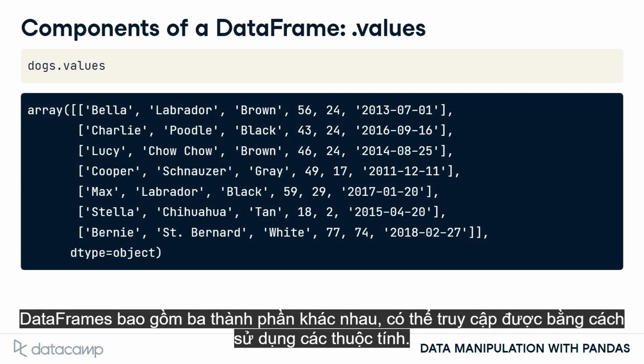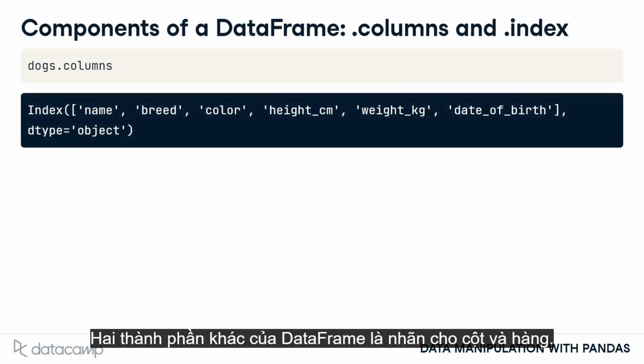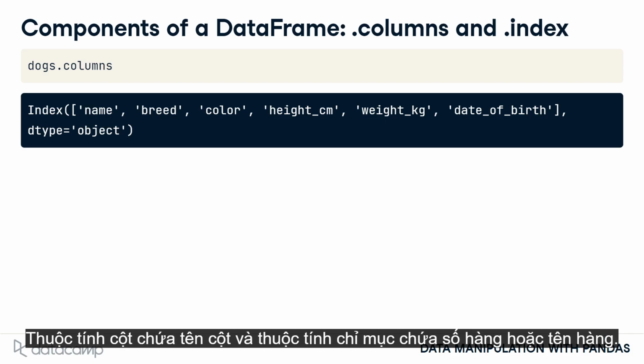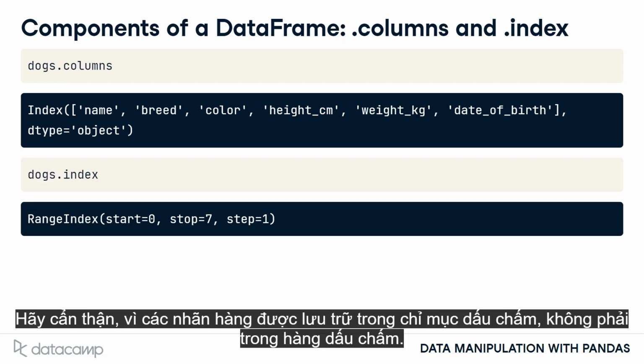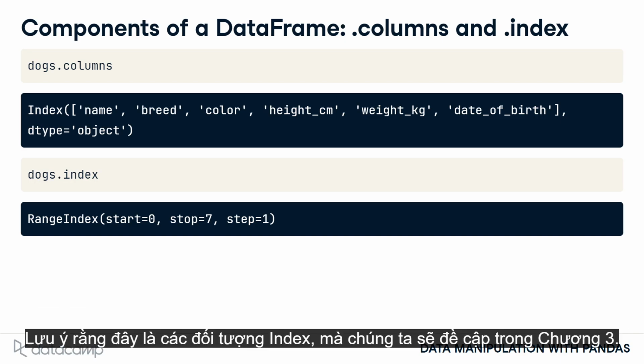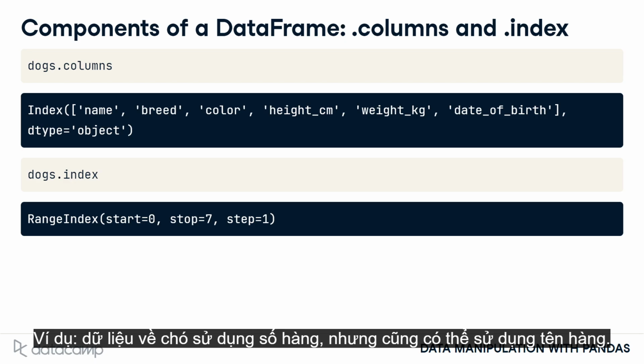Data frames consist of 3 different components, accessible using attributes. The values attribute, as you might expect, contains the data values in a 2-dimensional NumPy array. The other 2 components of a data frame are labels for columns and rows. The columns attribute contains column names, and the index attribute contains row numbers or row names. Be careful, since row labels are stored in .index, not in .rows. Notice that these are index objects, which we'll cover in Chapter 3. This allows for flexibility in labels. For example, the dog's data uses row numbers, but row names are also possible.